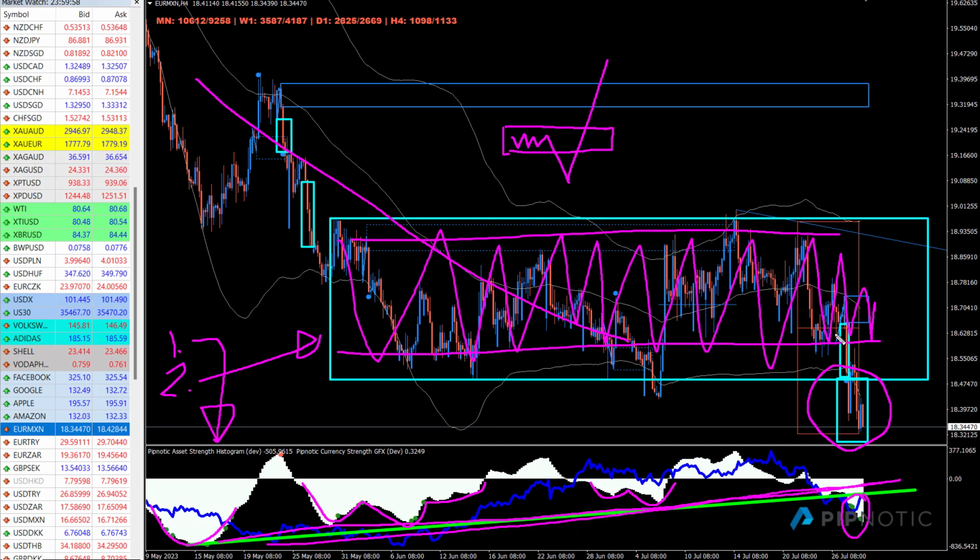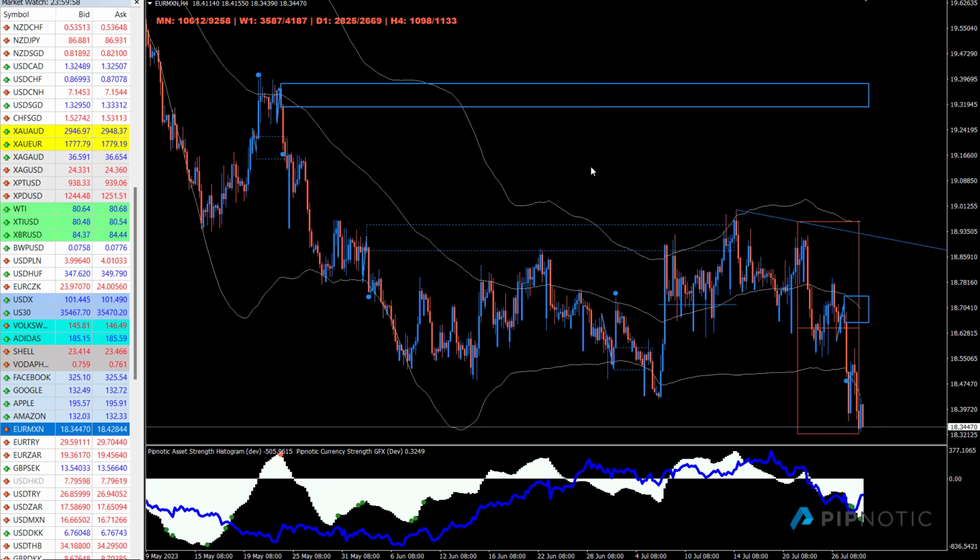And notice how this move lower is very inefficient. You can also see in the histogram that it's very inefficient because it's kind of dashing lower like so. And so this would lead us to believe that we're probably going to start to move higher.